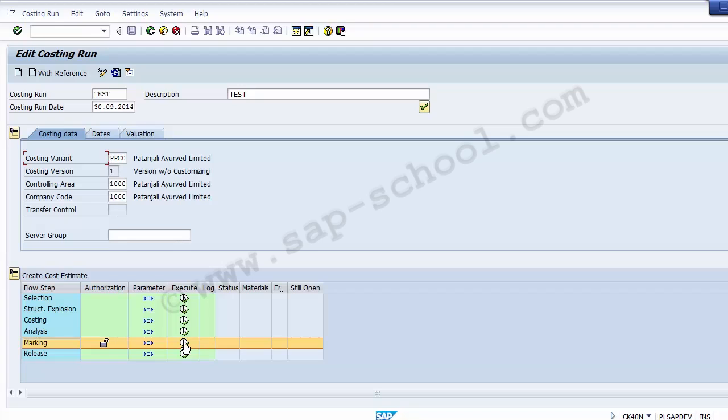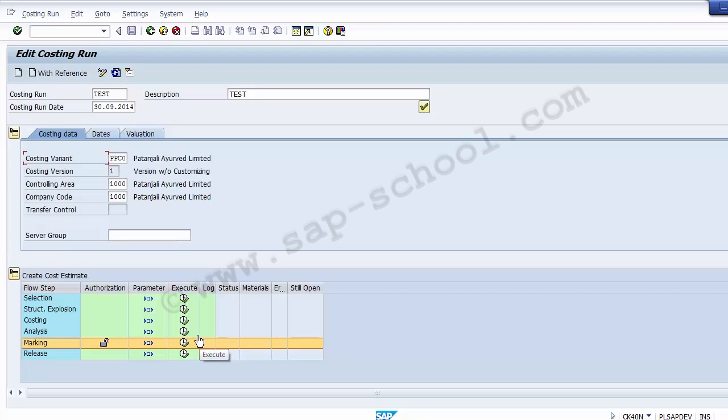So on the basis of this costing run, a new price gets updated in the material master for the next period. After executing each step, it is important to review the error log.